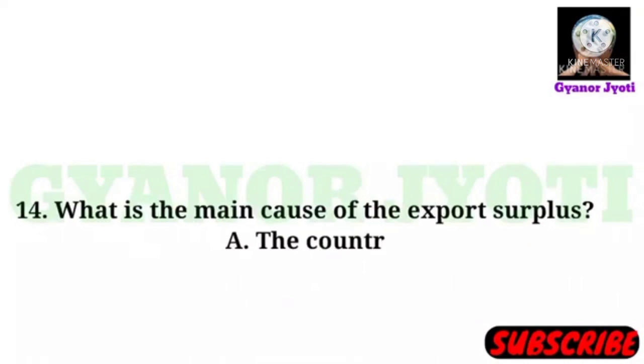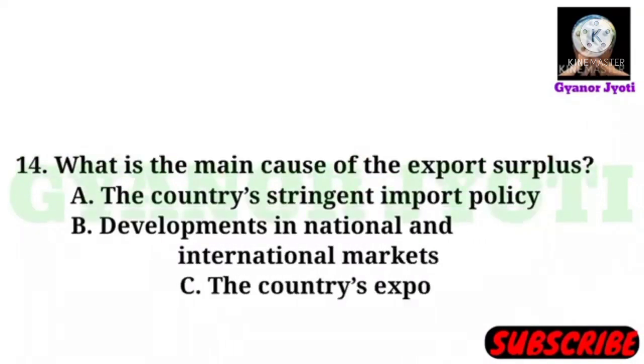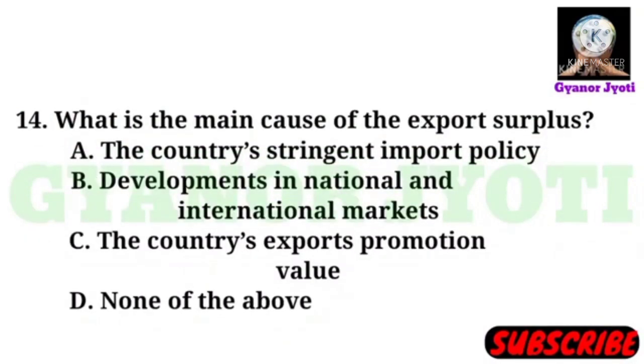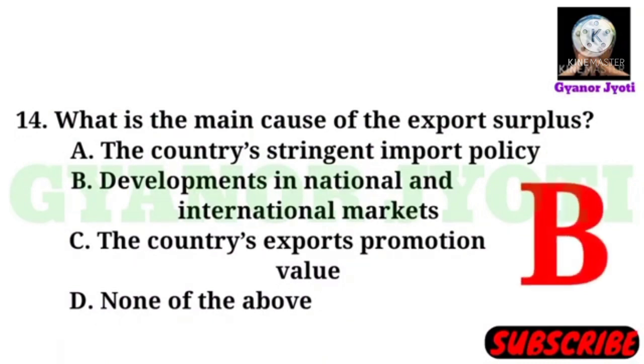Next, what is the main cause of the export surplus? Correct option is option B. Option B is developments in national and international markets. Developments in national and international markets is the main cause of the export surplus. Option B is the correct.